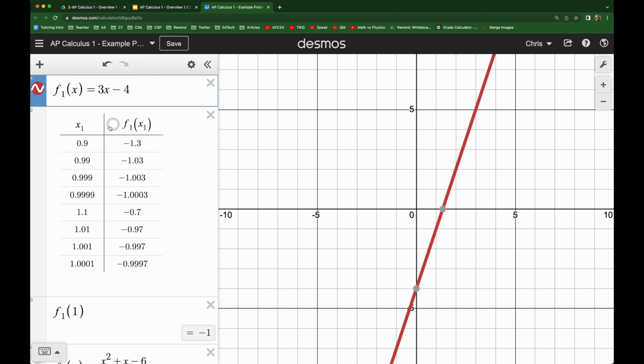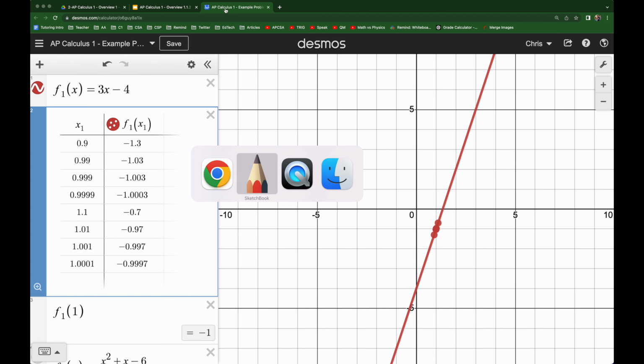You can also use this table here, and you can see as your values get closer and closer to 1 here, 0.99, you're getting closer and closer to -1 for the f. When you get closer and closer to 1 from the other side, you get closer and closer to -1 there. So the answer is -1 based on what we were doing previously, which is graphically and numerically.